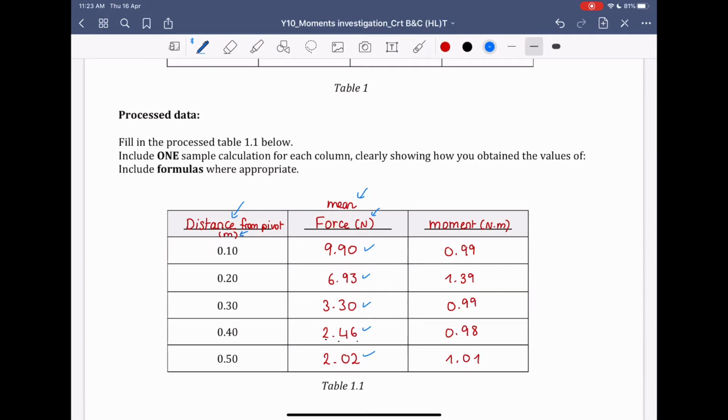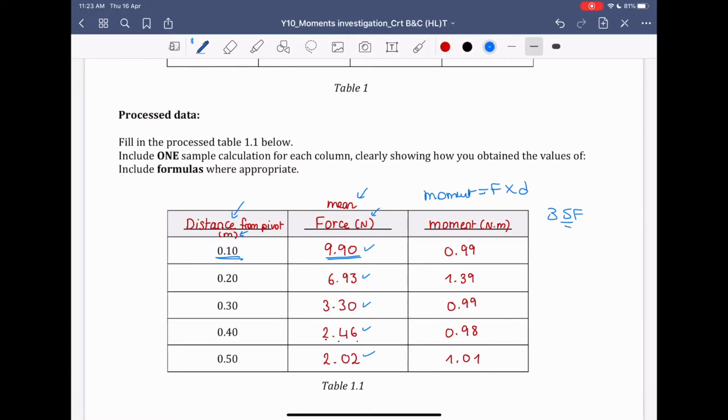And now what about the moment? Here you need to apply the formula, which is the moment is equal to the force multiplied by the distance. So for each force that you got, multiply by the distance, and you will have the number, and we follow the same pattern. It's 3 significant figures, and that's it.